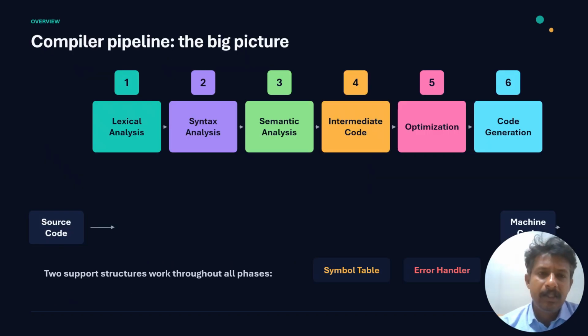So let us see the full compiler pipeline. A compiler works like a production line. Each phase takes input from the previous phase and gives output to the next phase. First, the source code goes to the lexical analyzer. This phase breaks the program into tokens.